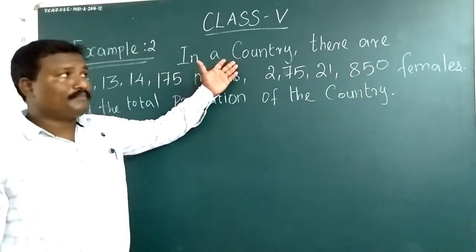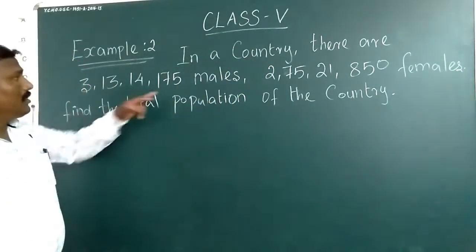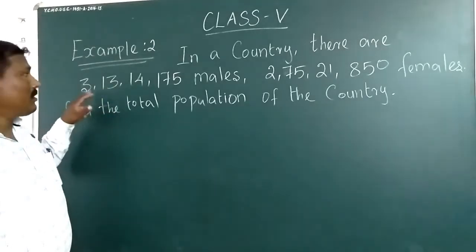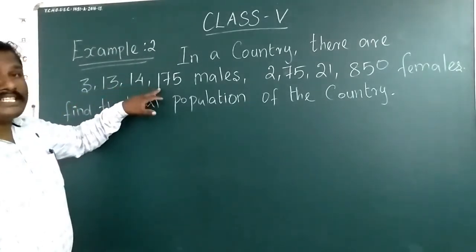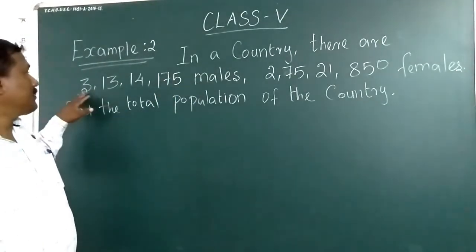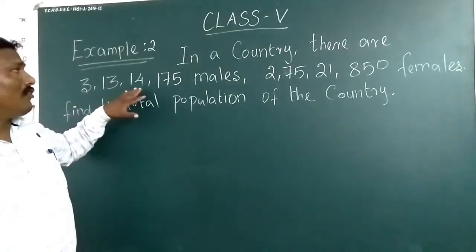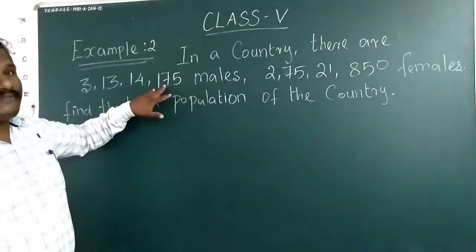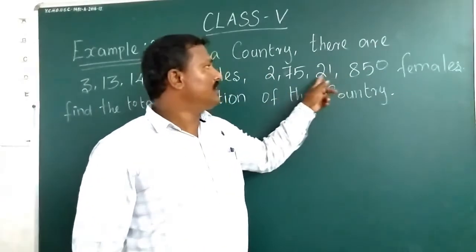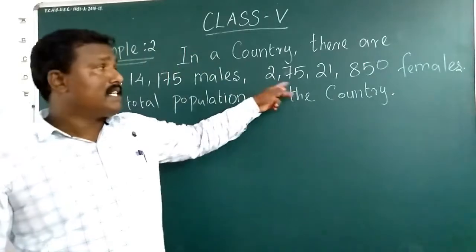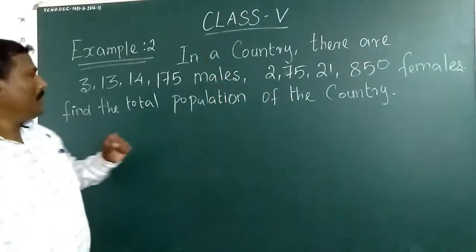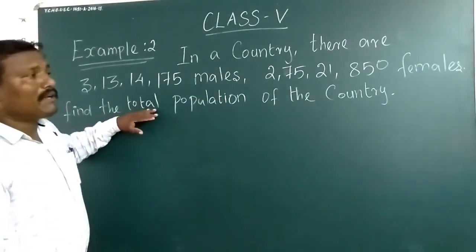In a country, the male count is 3 crore, 13 lakhs, 14,175. Then the female count is 2 crore, 75 lakhs, 21,850. Then find the total population of the country.